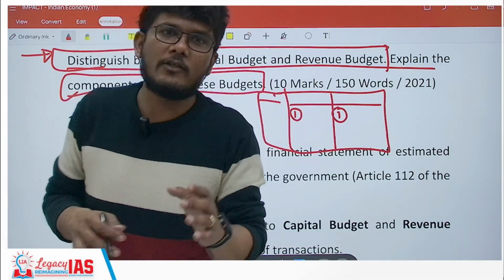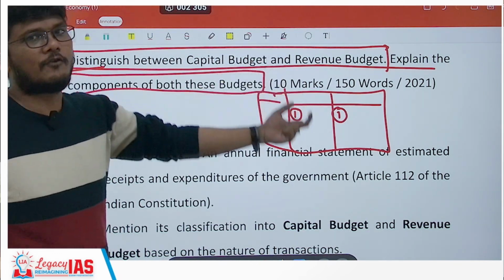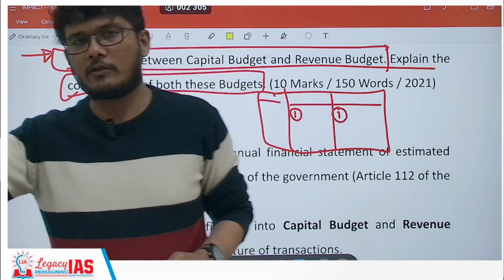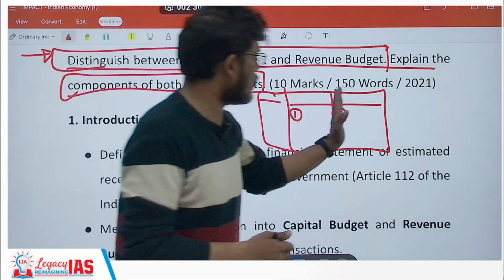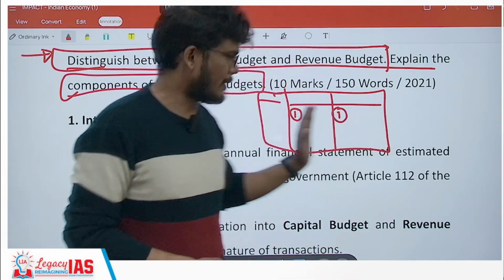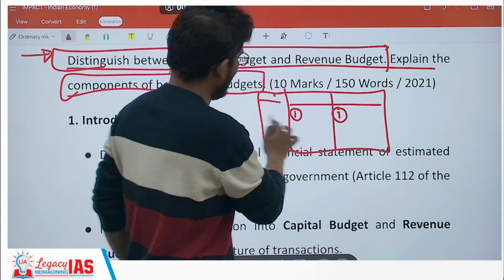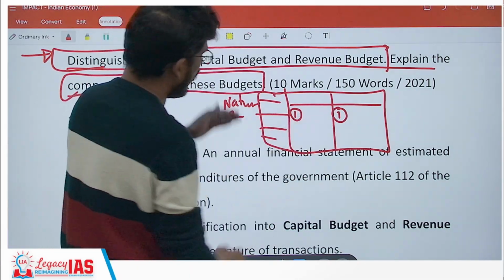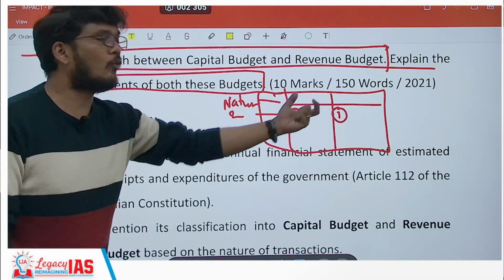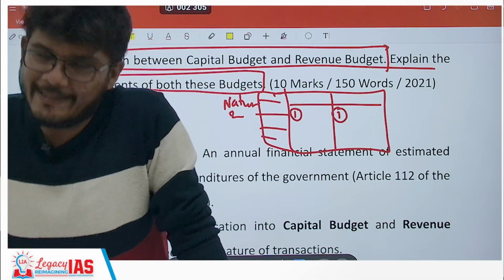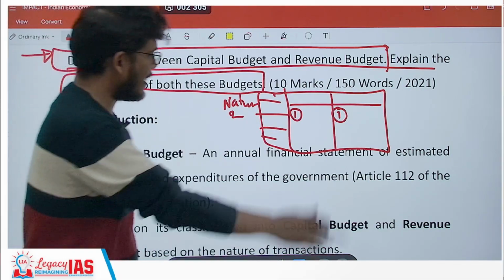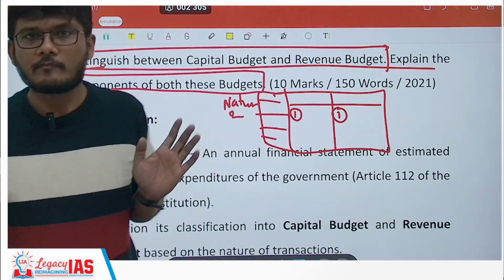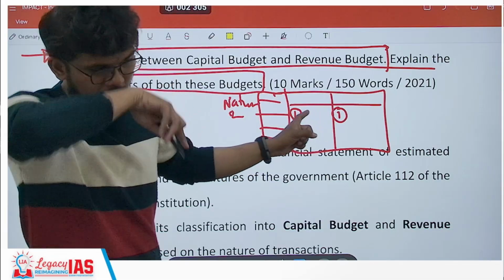In that case, you can just choose to write first the capital budget and the revenue budget. First talk about the capital budget 3-4 points with example, and revenue budget 2-3 or 3-4 points with example. If you do not know analogous points, let's say there is a criteria here, the nature, what is the nature of it, what is the importance of it. So if you don't know criteria-wise distinguishment, then you will not be able to draw this table. But any serious aspirant should have that much knowledge to know the differences with respect to the various criteria. Okay, so this is how you can answer this question.